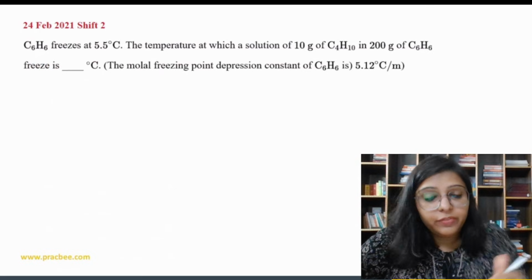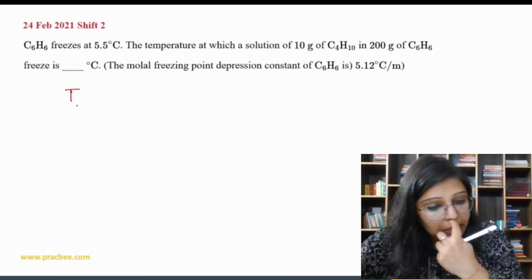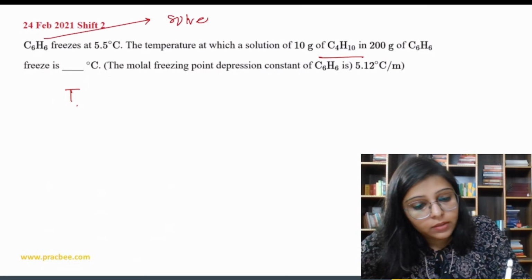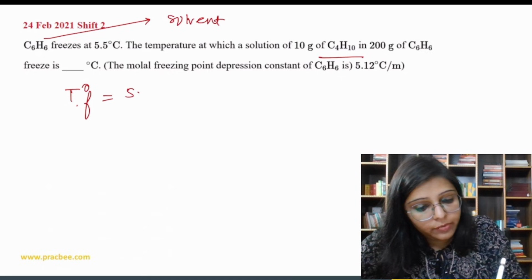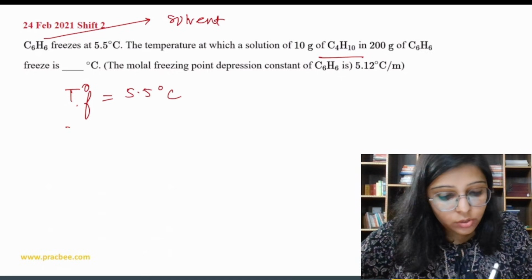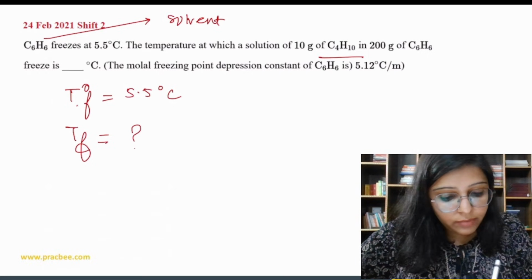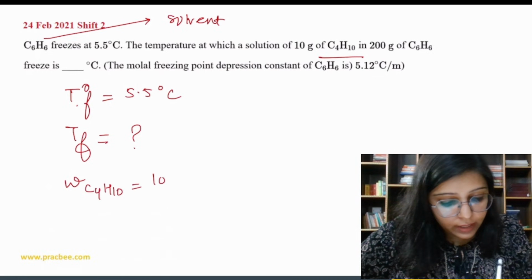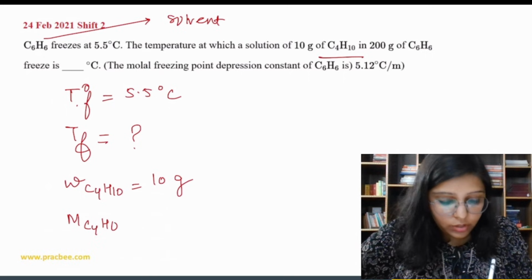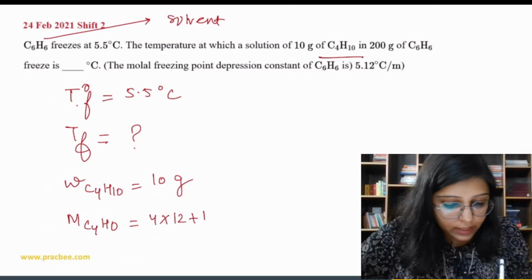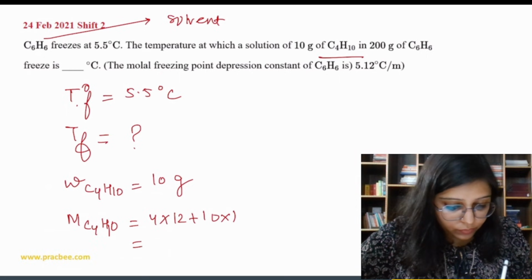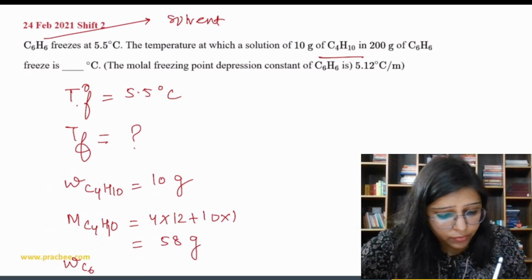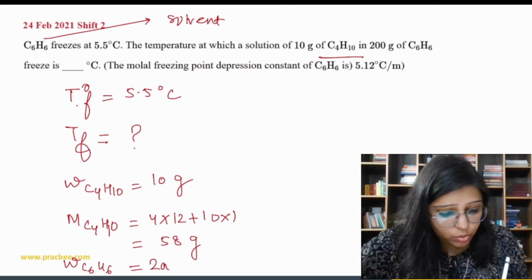C6H6 freezes at 5.5 degrees Celsius. So, the temperature at which a solution of 10 gram of this freezes. It means this is the solvent. So T naught F is 5.5 degrees Celsius. The temperature at which the solution freezes, T, we have to find out, and mass of C4H10 is 10 gram. Molar mass of C4H10 is 4 into 12 plus 10 into 1, which is equal to 58 gram. And mass of benzene, which is the solvent, is 200 gram.